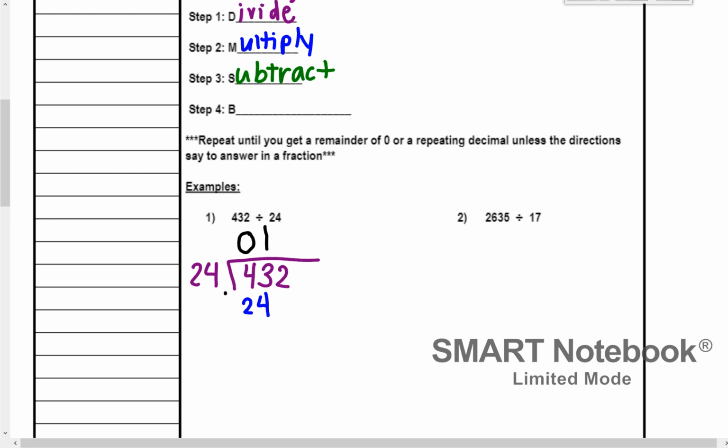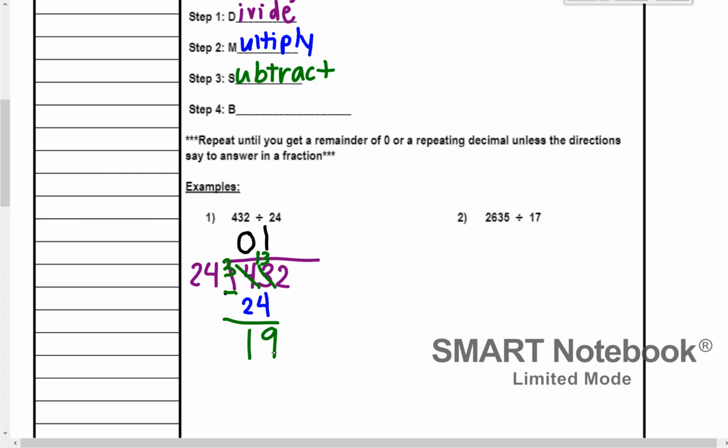All right, so the next step is to subtract 43 minus 24 to take away those 24 to see how many we have left over. Well, we can't take away 4 from 3, so we take from that 4 and make it a 3, make this 3 into a 13. We then have 13 minus 4, which is 9, 3 minus 2, which is 1.